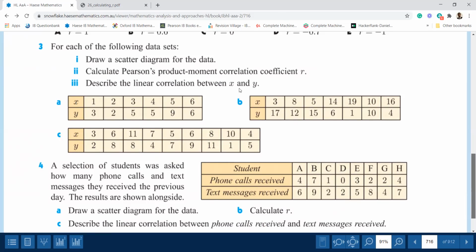So describe the linear correlation between X and Y in 3C. Calculate R with your calculator and send it back to me. That will be our last activity. The rest will be sent to you as worksheets and stuff.